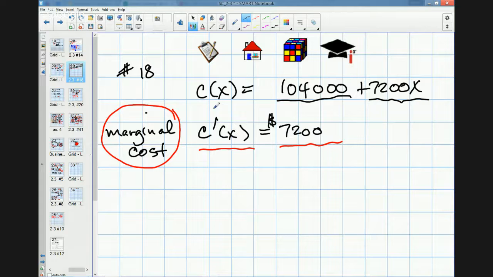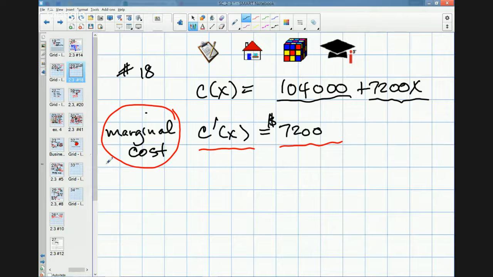All right, so what's the marginal cost if that's the cost? Just take the derivative. And isn't this a really easy derivative? Sure. The derivative of a constant is gone. What's the derivative of something times x to the first? It's just 1 times 7,200, 7,200. Reduce the power by 1, x to the 0, which is 1. Nice and easy problem. So knowing what marginal means comes up there.